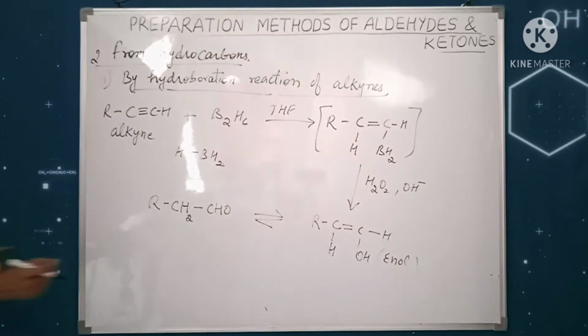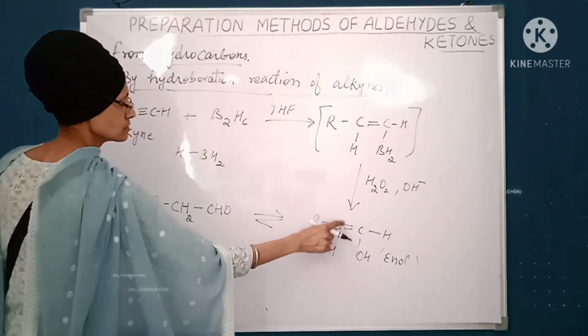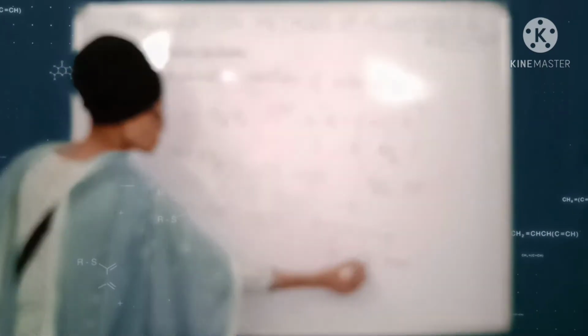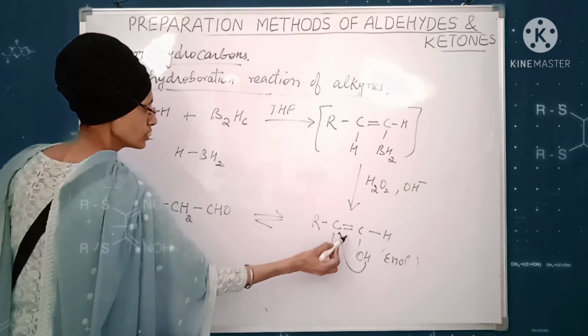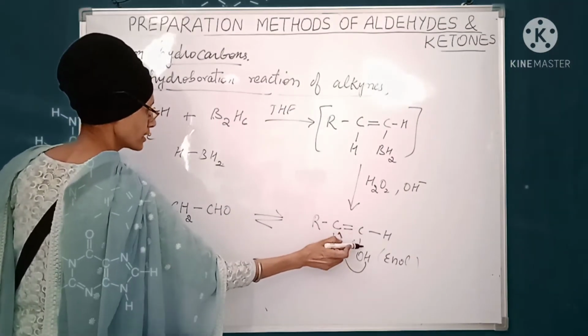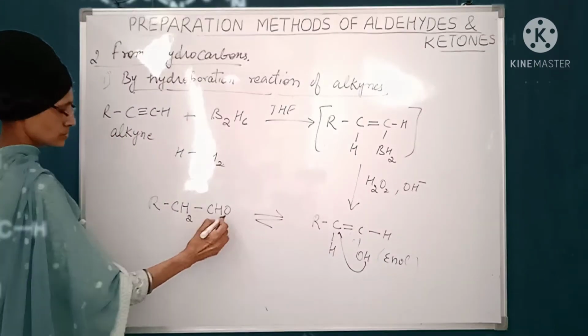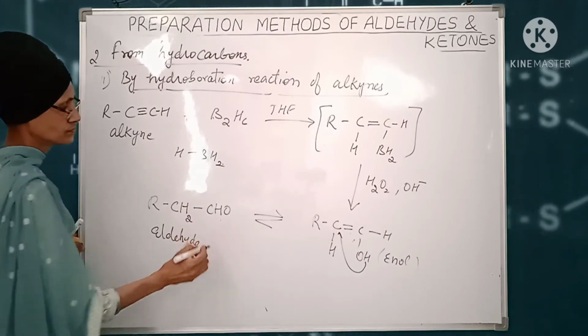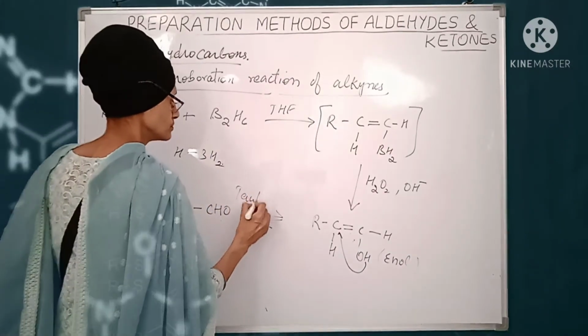So you can see here that one hydrogen is added here. This proton shifts to this carbon atom. We get a double bond at this position. So it is now an aldehyde. This is tautomerism.